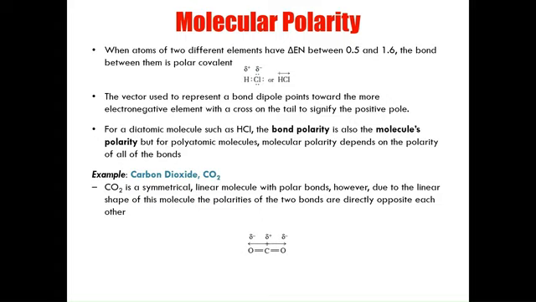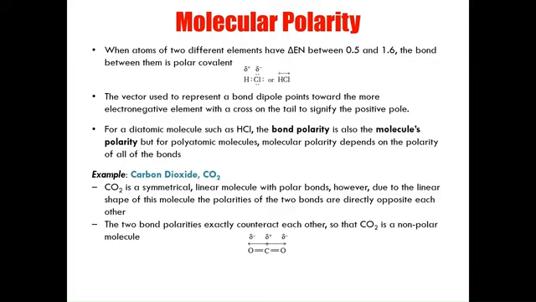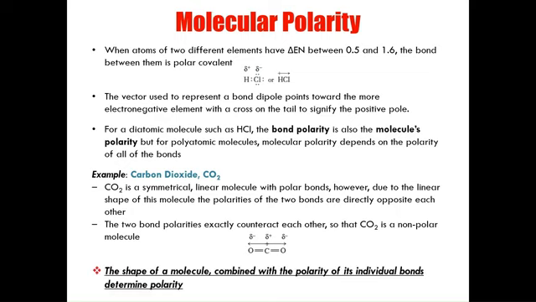Carbon dioxide is a symmetrical linear molecule with polar bonds. Due to the linear shape of this molecule, the polarities of the 2 bonds are directly opposite to each other. The 2 bond polarities exactly counteract each other. And so carbon dioxide, although it has 2 polar bonds, is actually a non-polar molecule because the vectors are canceling each other out. The pull on one side is exactly counteracted by the pull on the other. The shape of a molecule combined with the polarity of its individual bonds determines its polarity.